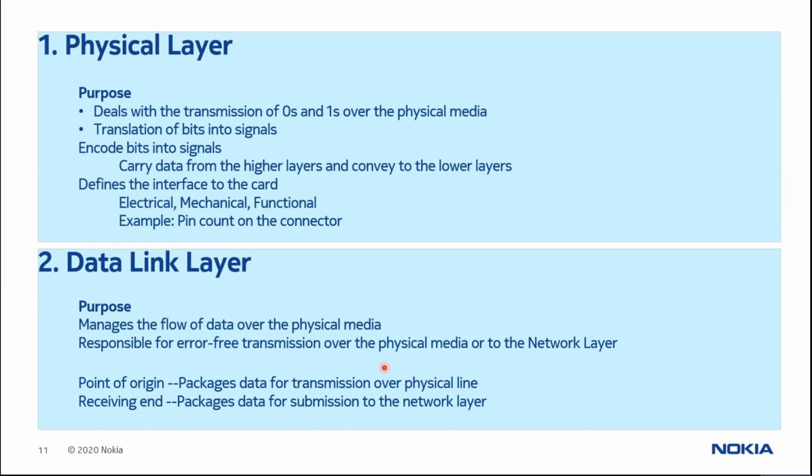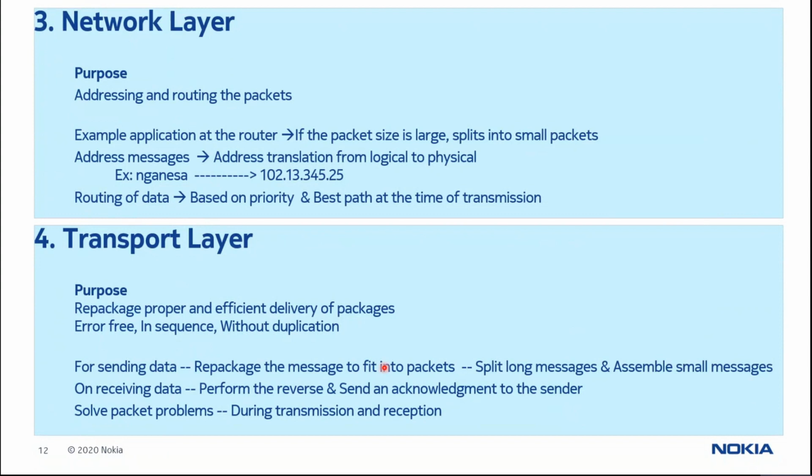The physical layer deals with the transmission of zeros and ones, and the data link layer deals with management of the flow of data. When you move from the data link layer to the network layer, this is primarily meant for addressing and routing the packets. As you can see, the example is, if the packet size is large, it is split into small packets. It is the responsibility of the network layer to ensure that this is cut into several chunks and then reassembled at the other end of the system, perhaps at the same network layer.